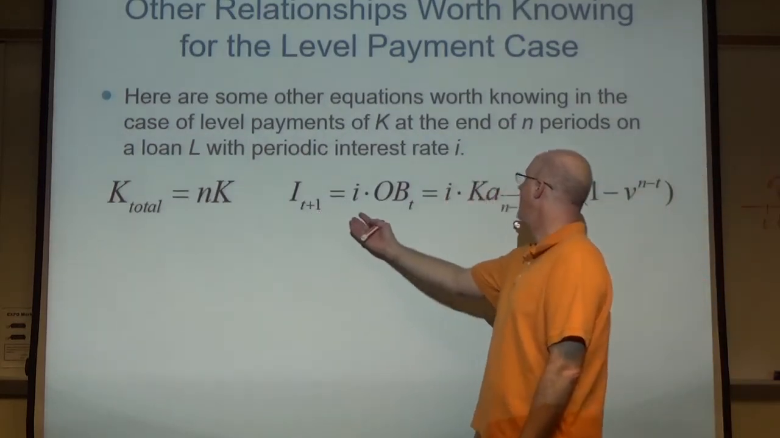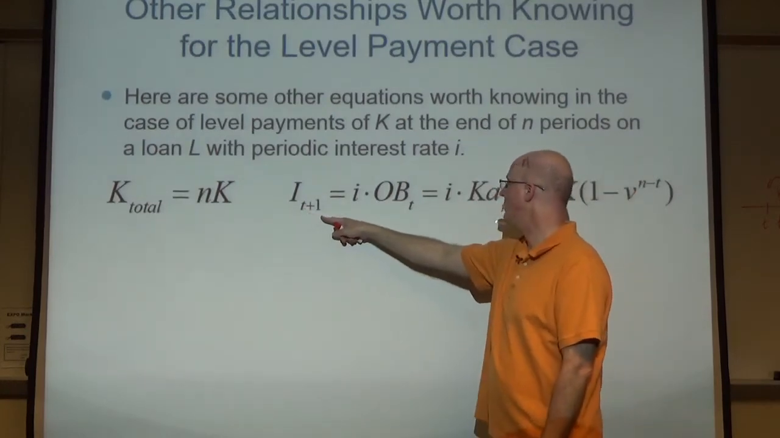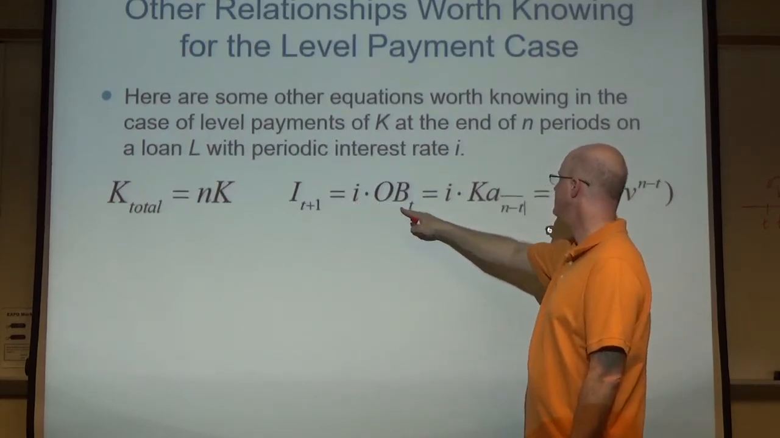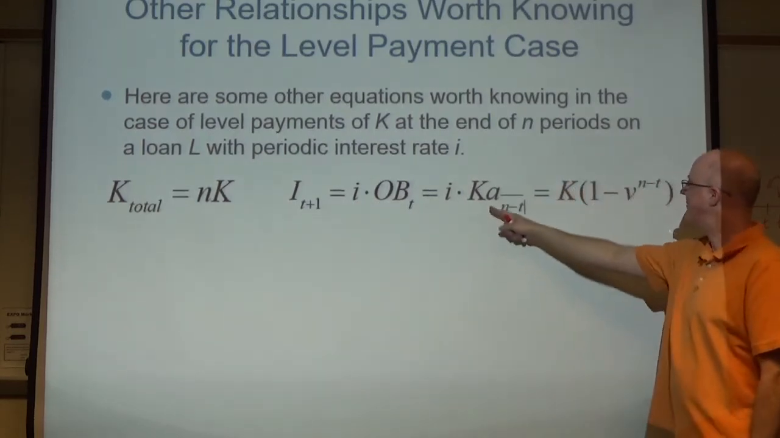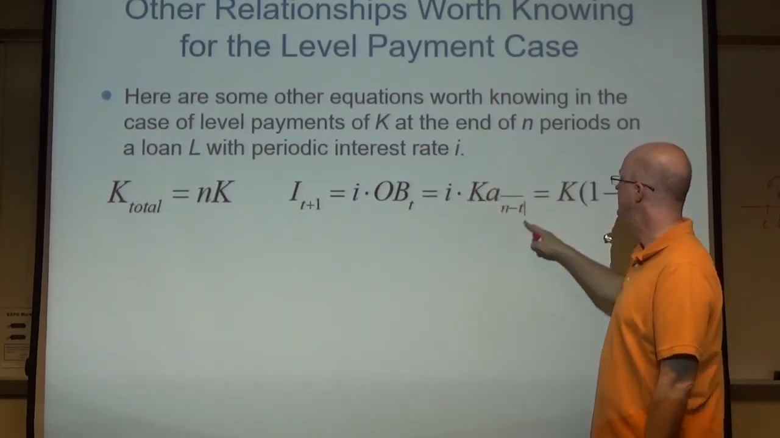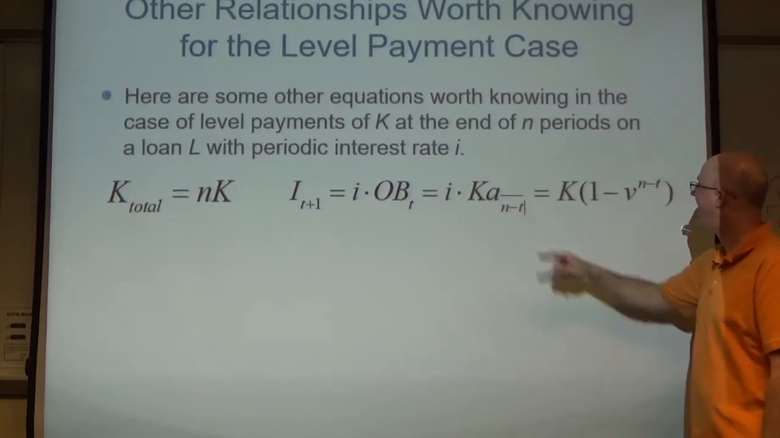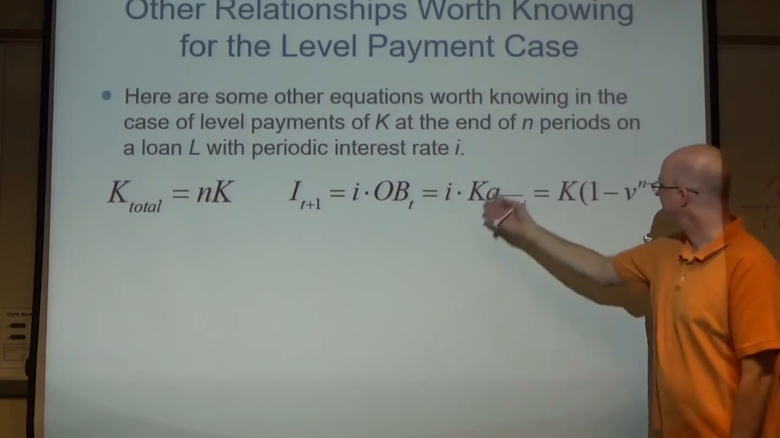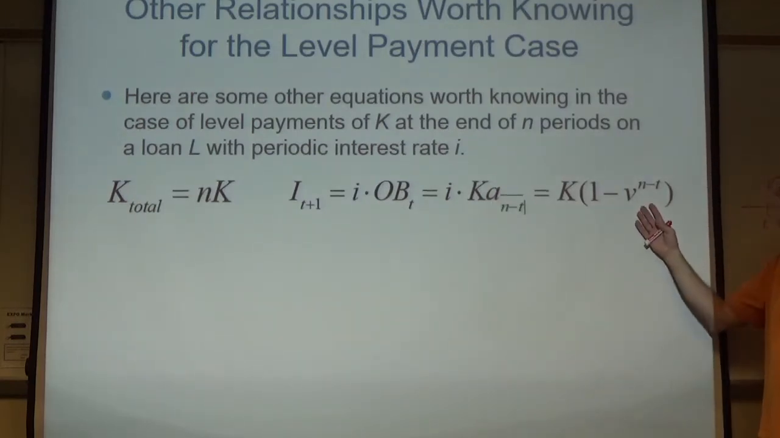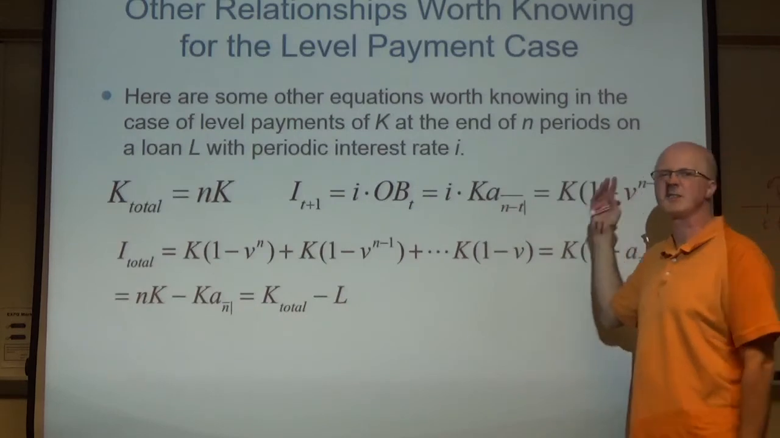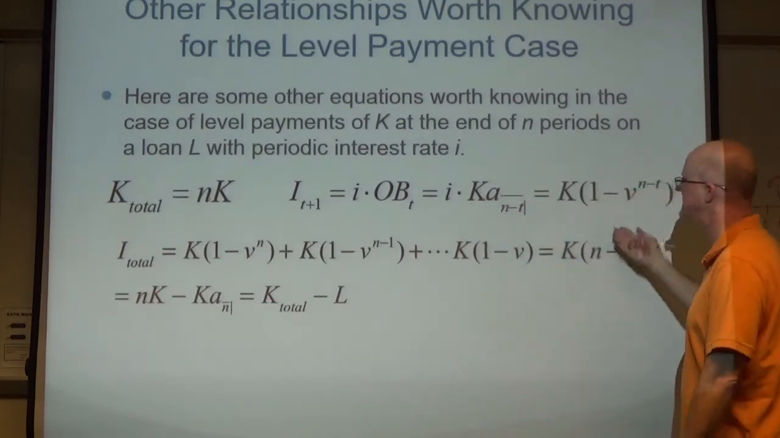Okay? You can write I sub t plus 1, the interest paid at payment t plus 1, as the interest rate times the previous balance. You can replace that previous balance, thinking prospectively, with this symbolism. You can replace a sub n minus t with 1 minus v to the n minus t over i, and cancel the i's to write it this way. Okay, that's worth knowing right there. That is the amount of interest on payment t plus 1. That might be a little harder to think about intuitively, but this is a pretty quick derivation.